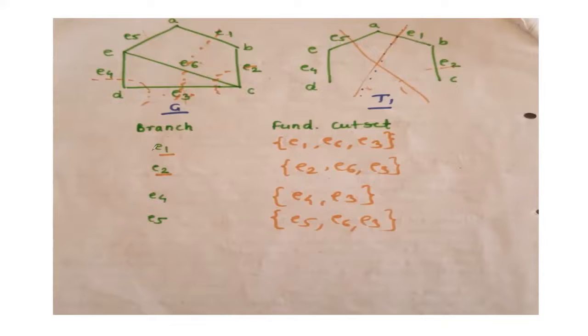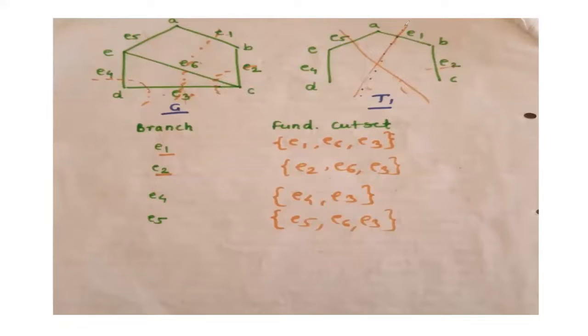Exactly one branch means whatever cut set is there, we have a fundamental cut set. So E1 is the one branch present in that cut set. How do we find this cut set? Whenever we cut the graph using this branch E1, there is only one branch and the others are chords. Chords are the edges which are not present in a spanning tree.